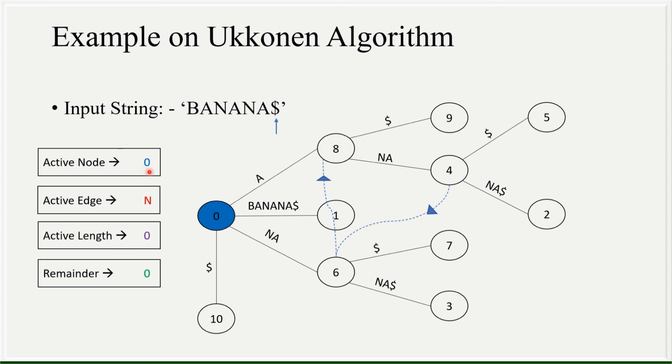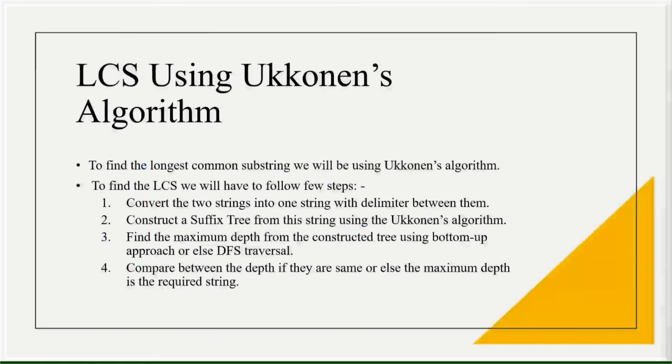And as you can see, this active node, again the active edge, will come back towards the root. The length and the remainder will remain 0. I hope I'm clear with Ukkonen's algorithm. So going forward, we are going to solve the longest common substring problem using Ukkonen's algorithm.